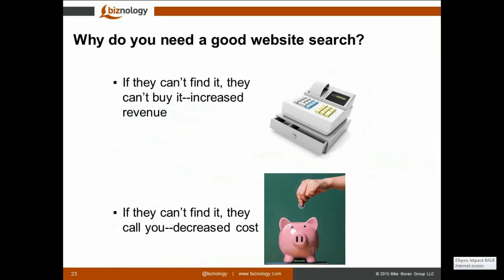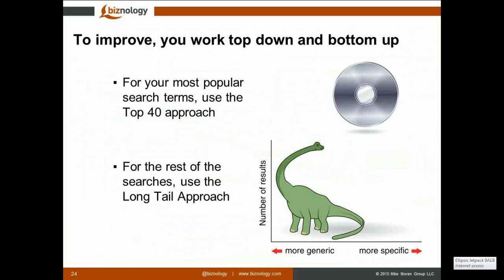So why do you need a good website search? Well, it's these two reasons. If they can't find it, they can't buy it, which means you're losing revenue. Or if they can't find it, they're calling you, which means that your costs are going higher. So how do you improve things? Well, there are two approaches. One is you look at the most popular, which, I'm old, so I call that the top 40 approach. The other is to actually make improvements that cut across your entire site, which is the long tail approach.